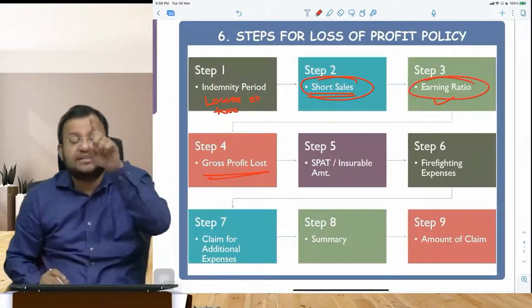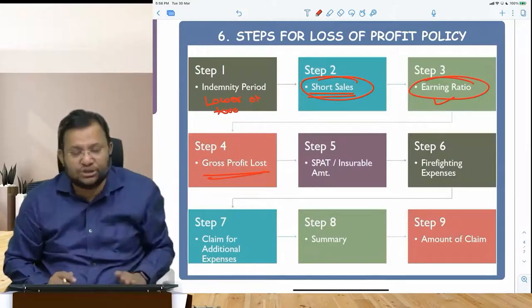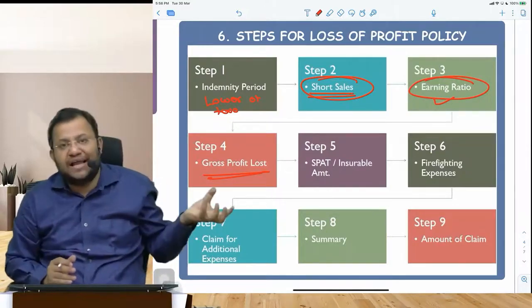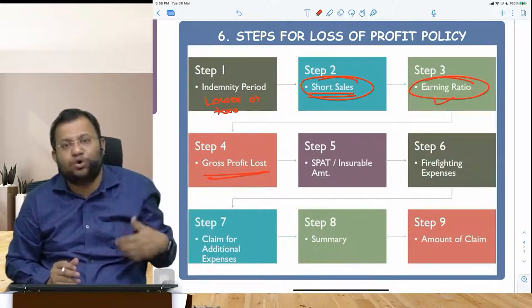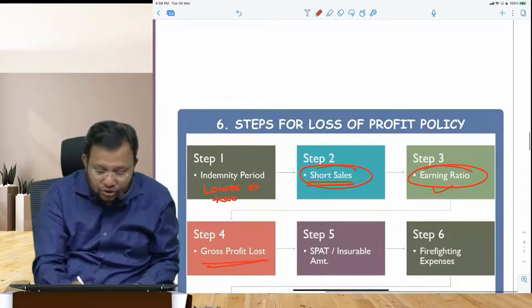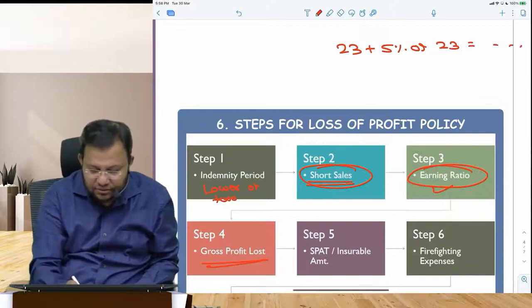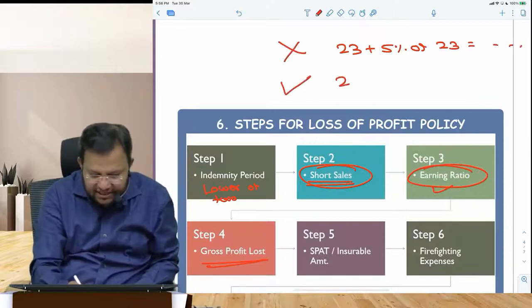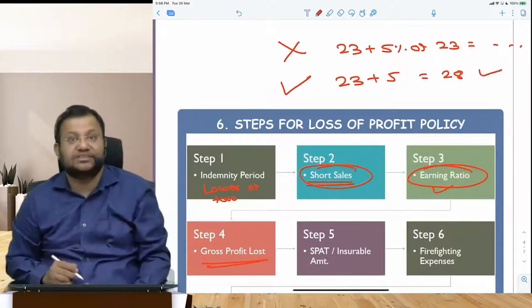Please remember, there can be a change in earning ratio also, growth in earning ratio. So if the earning ratio that you calculated for the previous year was 23% and the examiner says it is likely to go up by 5%, don't do 23 plus 5% of 23 equal to something something. ये गलत है. What is correct? 23 plus 5, 28 is the correct answer.